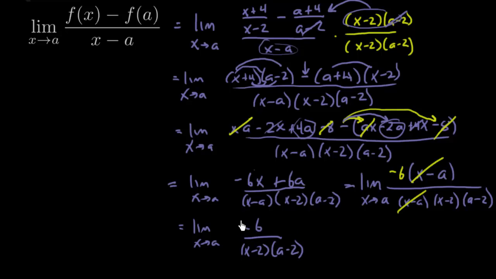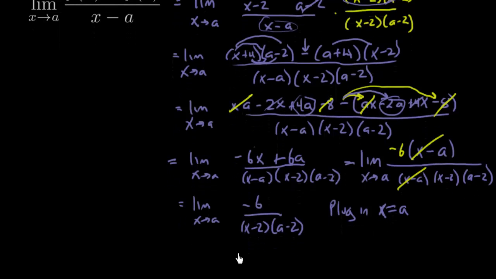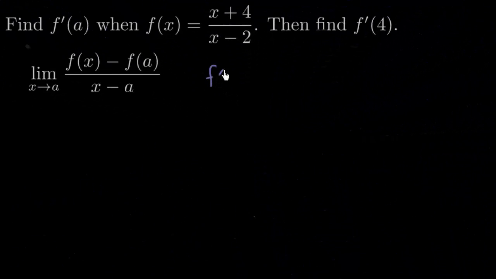Now that the x minus a is gone, plug in x equals a. So that's going to give me negative 6 over a minus 2, and another a minus 2, which is negative 6 over (a minus 2) squared. Okay, so what we just showed was that f prime of a is going to be negative 6 over (a minus 2) squared.